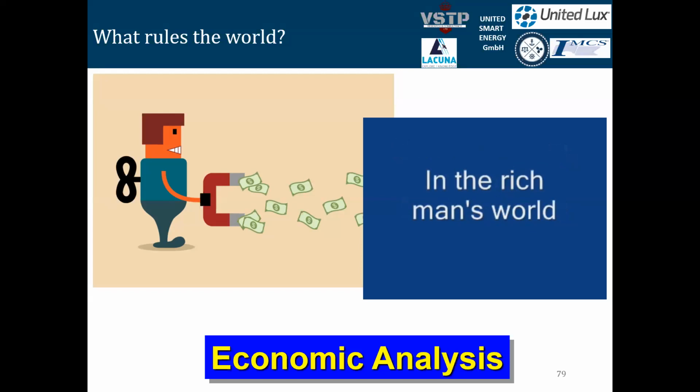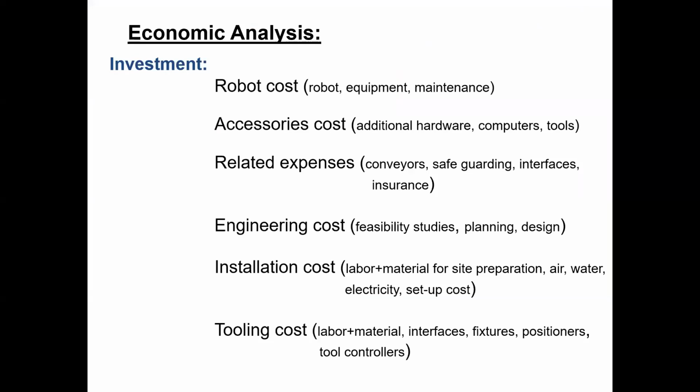First, the investment. You need to buy the robot, the robot cost. Then there might be some accessories, some additional hardware, computer or tools. Then related expenses, for example a conveyor belt. Then safeguarding, which is very important because sometimes there are accidents, the interfaces, maybe insurance. Then we have engineering cost, feasibility studies, planning, design, installation cost. We have labor and material for the site preparation. Maybe you need pressurized air.